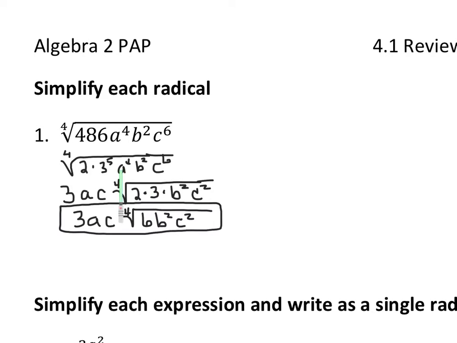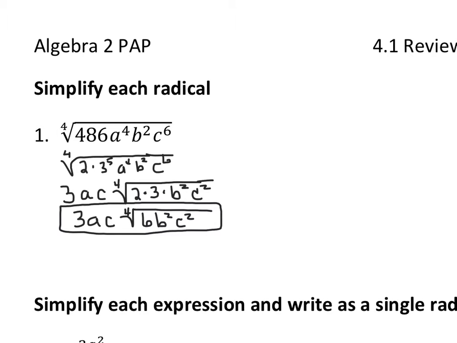Then I look at the a to the 4th. Well, I can just take that out completely. 4 divided by 4 is 1, so I can take out one a. So I take it out and I put it right here. And then b squared, I can't do anything with that because I don't have at least 4 of them. I only have 2 b's, so that has to stay under the radical. So I left it under the radical.